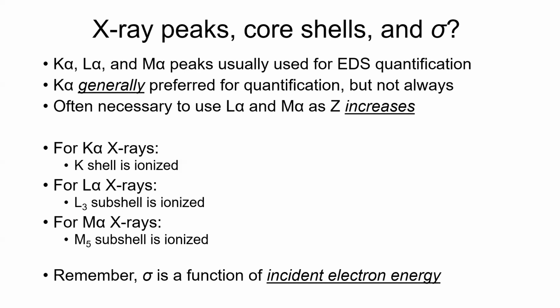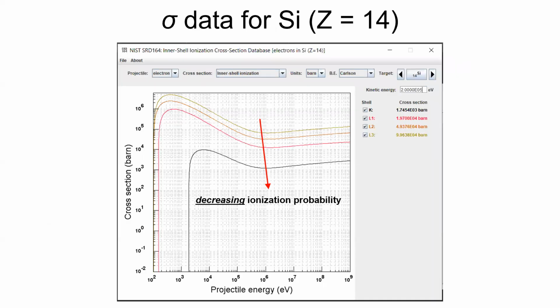And then, of course, the other part of this is that you have an energy dependence. So we're going to actually see now some data on this. There's a great program by NIST that calculates your ionization cross sections. I will put a link in the description box so you can access this and download it. It's free. It's very easy to use.